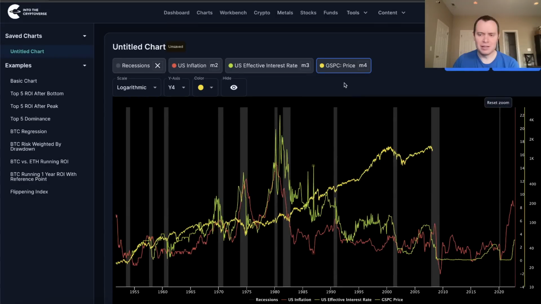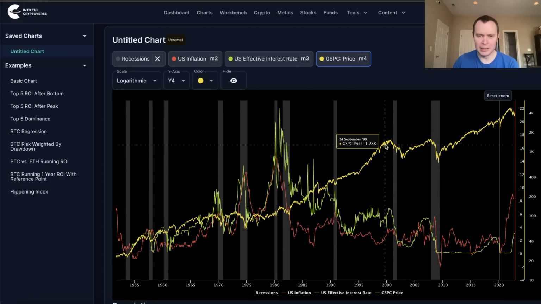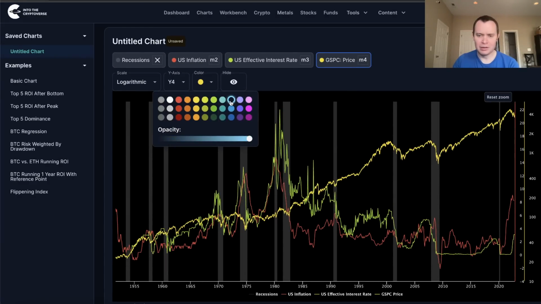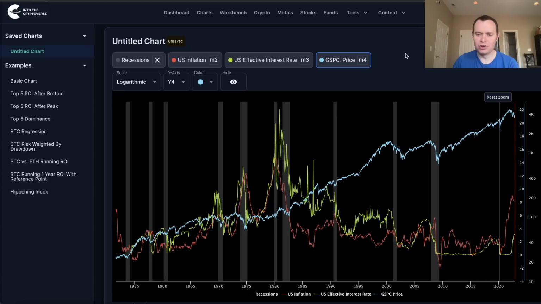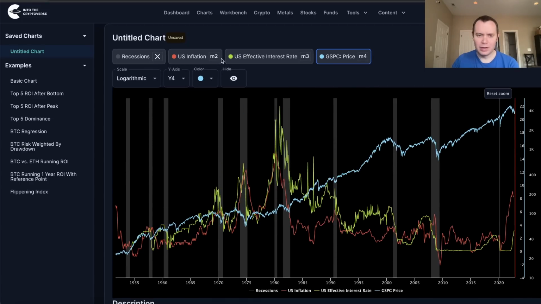So if we add on the S&P 500 here, which is the yellow line, let me actually switch that to a different color, maybe so it doesn't blend in nearly as much. I'm going to go ahead and hide inflation.